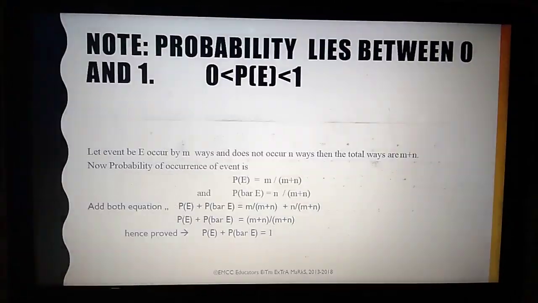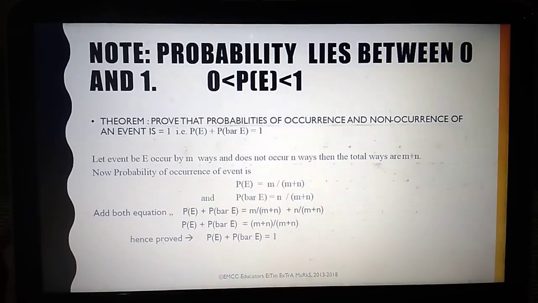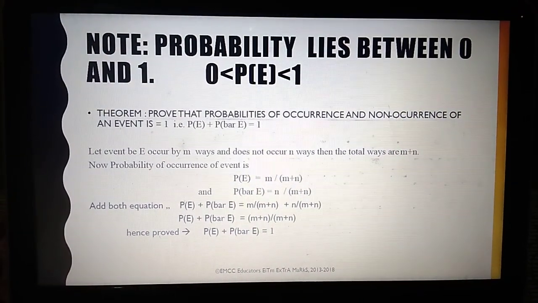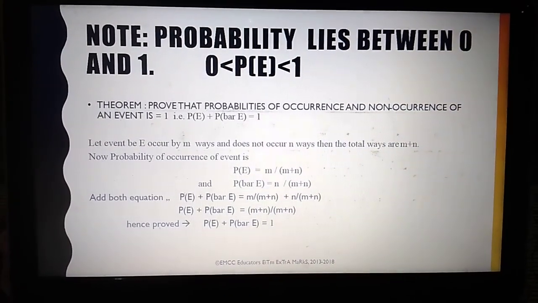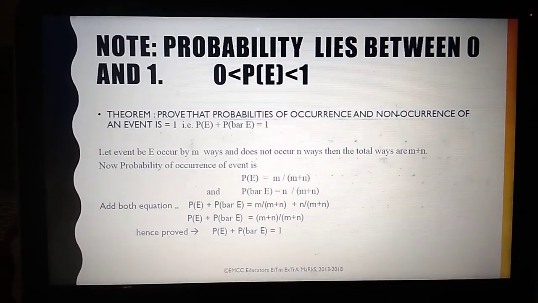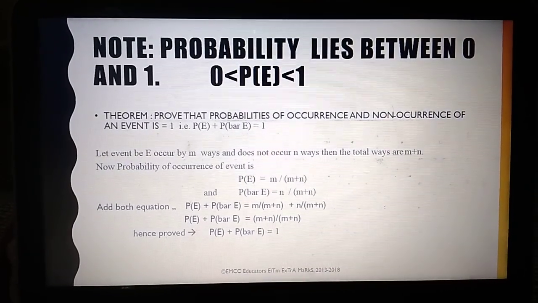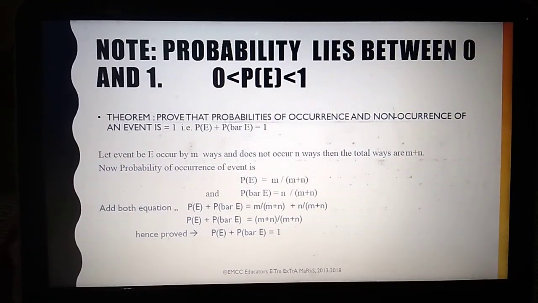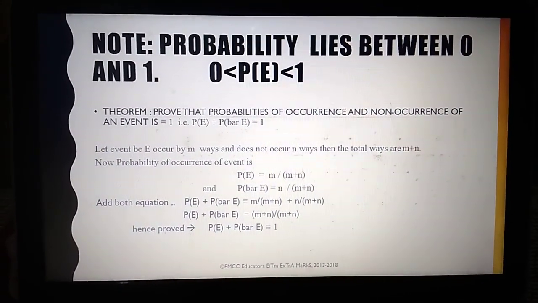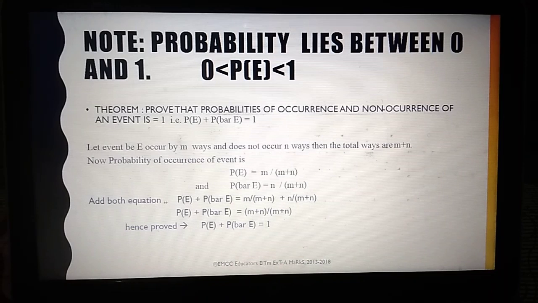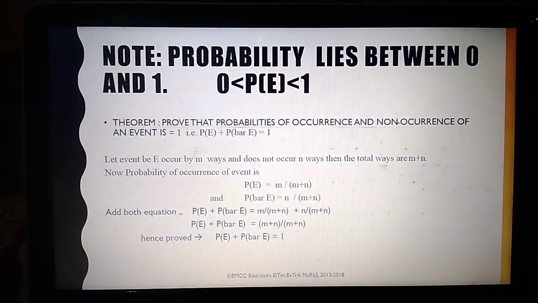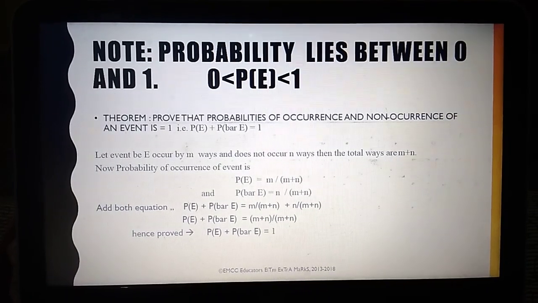And we have this theorem. We have to prove that the probability of occurrence and non-occurrence of an event is always equal to 1. The probability of E plus the probability of bar E equals 1. If the probability of event E is something, the remaining probability will be the probability of bar E, where there is no occurrence of the event. Whenever an event occurs and whenever it does not occur, combining those by a plus sign, we get probability 1.